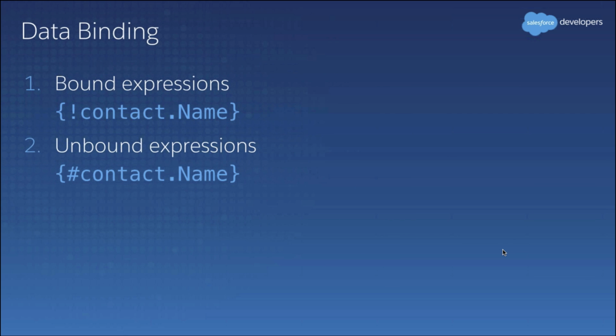Okay, so let's move on to the next chapter that's also really important. This is about data binding. As you know, in the Lightning Component Framework, we have two ways to implement data binding: bound expressions that you implement with curly exclamation mark, and unbound expressions that you implement with curly hashtag.